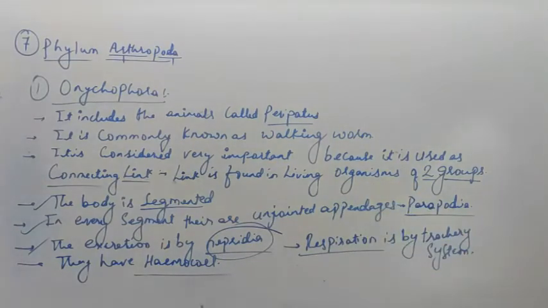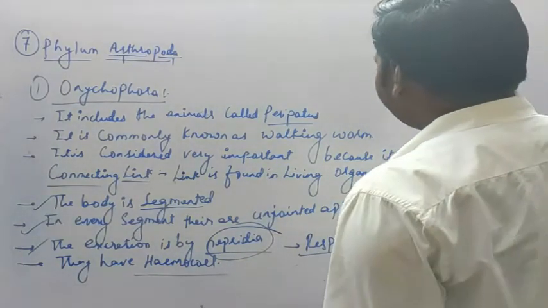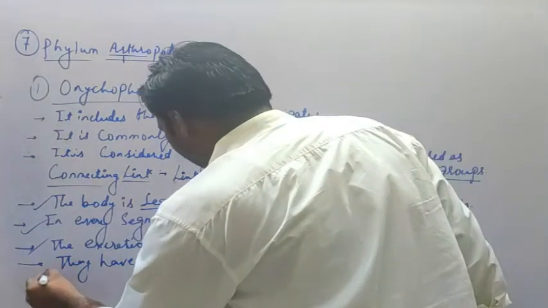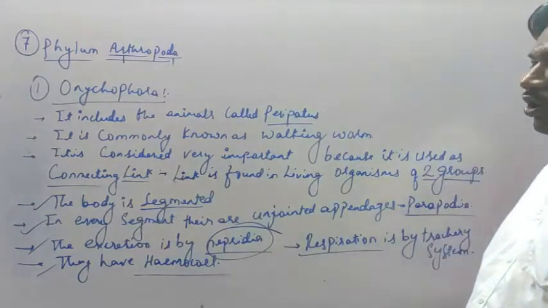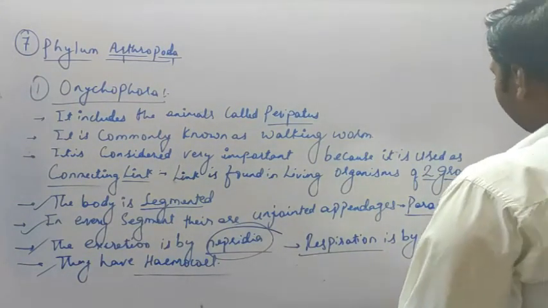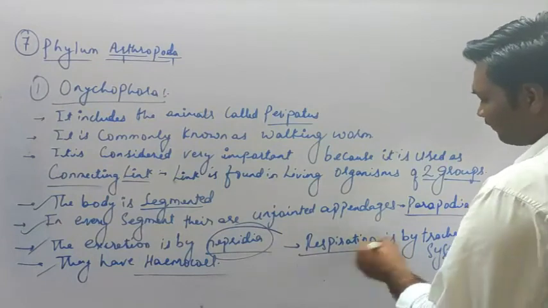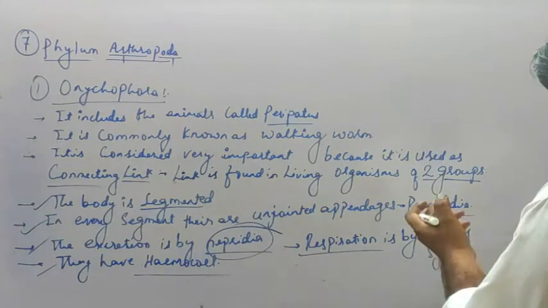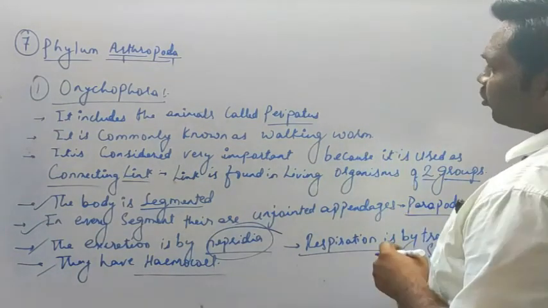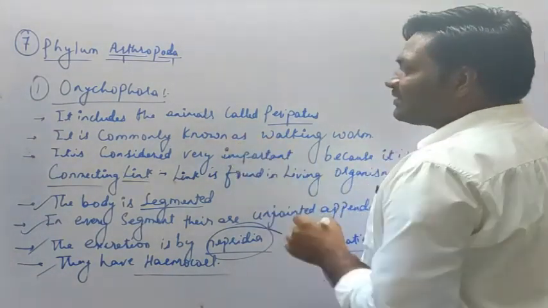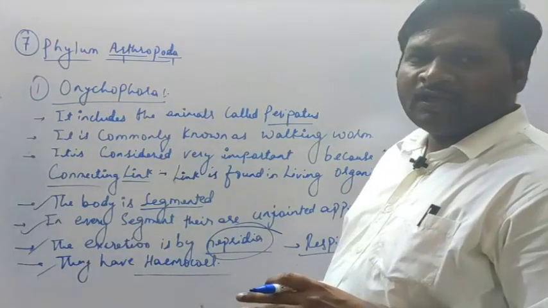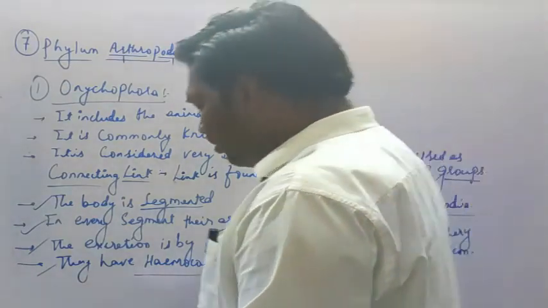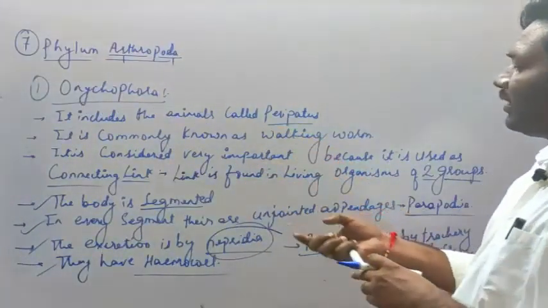And what are the characteristics of the arthropods? Here they have a hemocoel, which is a characteristic feature of the arthropod. Then they have respiration with the help of a tracheary system, which is again considered a characteristic feature of arthropods. Then they have legs, but these are unjointed. So that is about the class Onychophora.